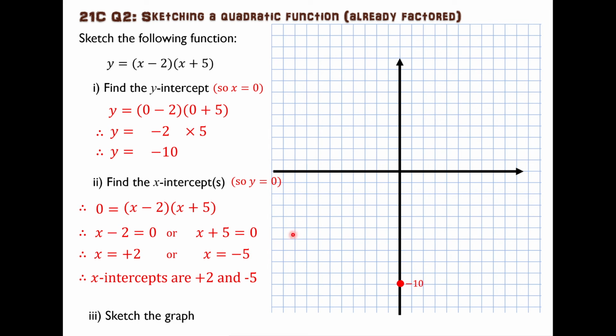Let's plot those. x equals positive 2 is right here. And x equals negative 5, 1, 2, 3, 4, 5 is right here. So those are the x-intercepts. And now we can sketch the graph. We can use a trick that I've seen before where if we see these two x-intercepts and look at the point right in the middle, do you notice that this is 1, 2, 3.5 units? And on this side, 1, 2, 3.5 units. So you can double check that that's exactly in the middle.